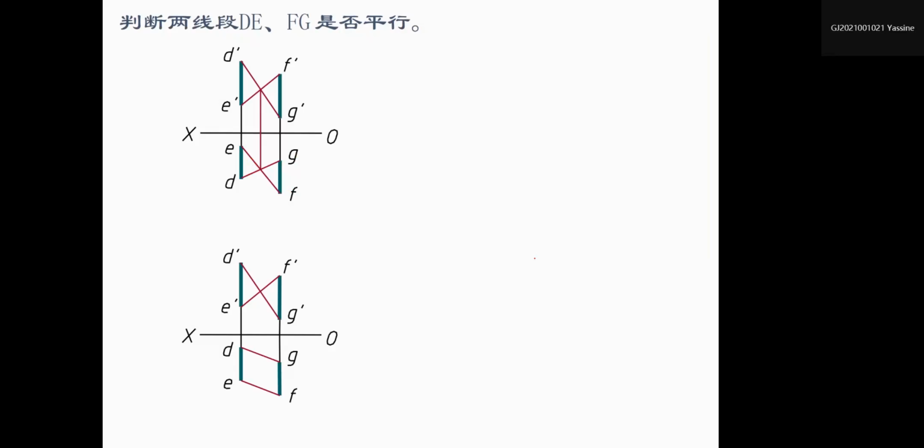Yes, it's a parallel line. It's a parallel line. Are you sure? Okay, are you sure? Is this one a parallel line or not, and this one or not?